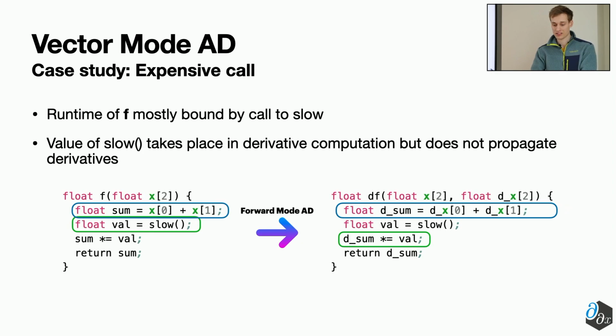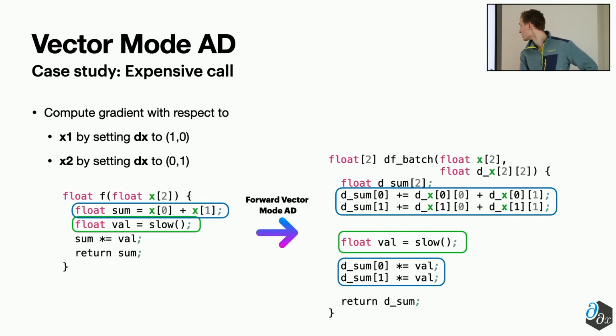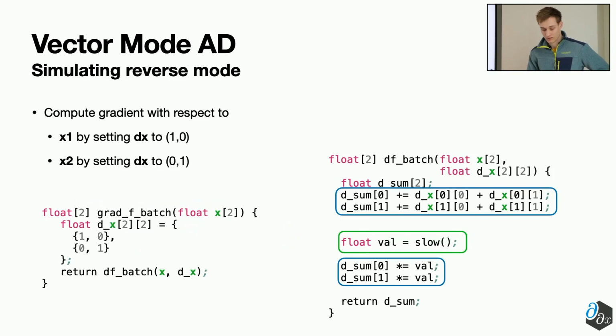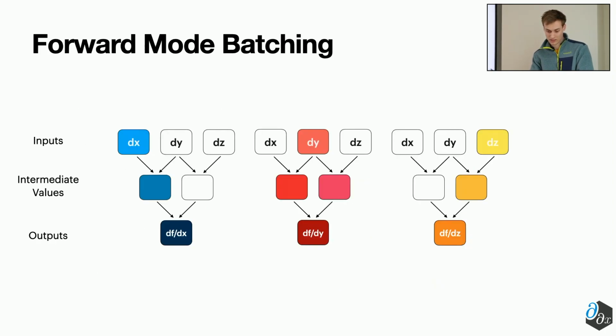Another benefit is that if we have a very expensive call, like our call to slow here, we can cache that once and reuse it for every successive forward mode evaluation, which we can see here. So slow is only evaluated once. And we can make use of vector mode in this case to simulate some kind of gradient evaluation by encoding our vector x using a one-hot vector scheme, which I'll go into detail next.